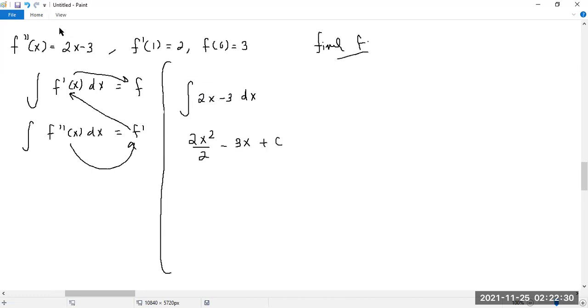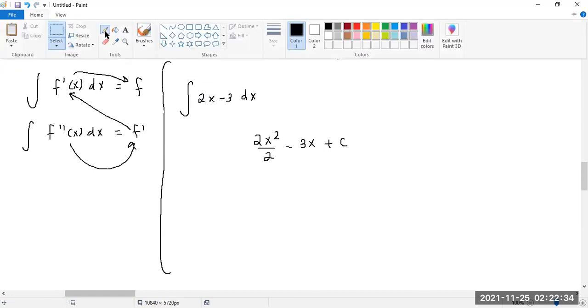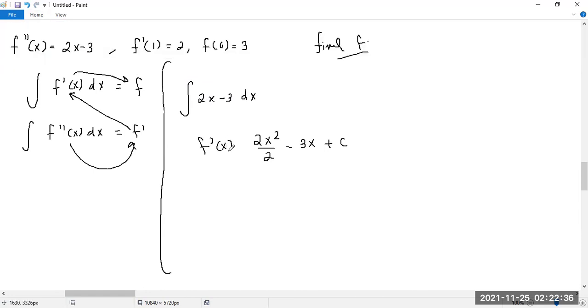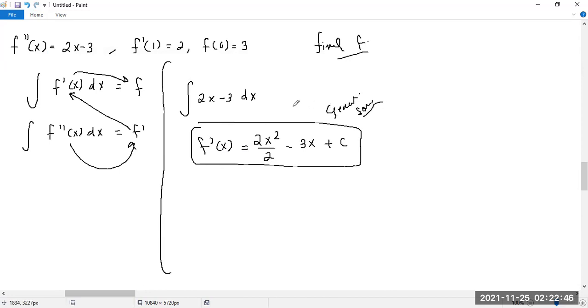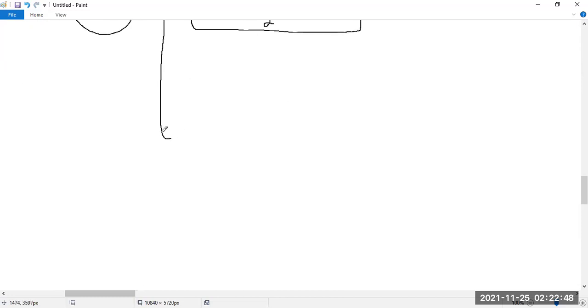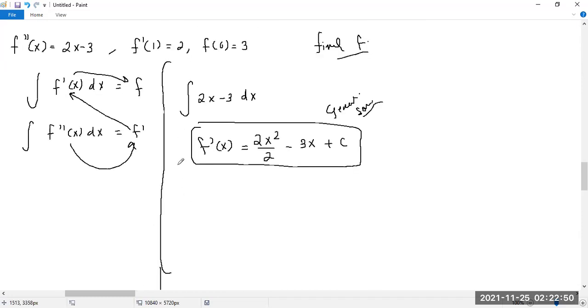So this is my f prime. This is my f prime of x. And you can see that this is a general solution. It's not a specific solution. So in order to make it specific, I would essentially have to find out what c is. Let me go ahead and cancel these out.